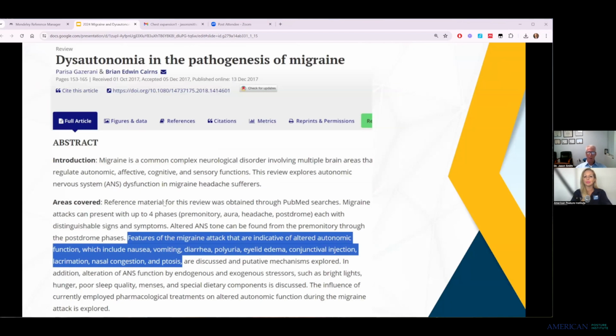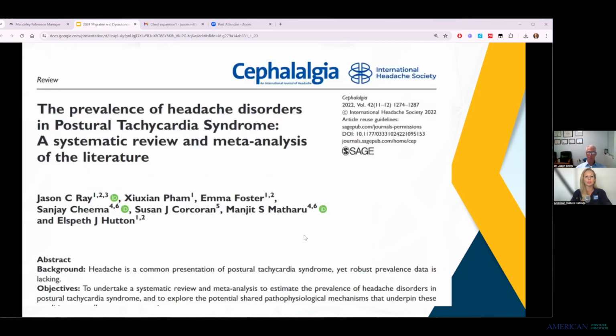In this one paper by Gazzarani, he says, features of migraine attack that are indicative of altered autonomic function include nausea, vomiting, diarrhea, polyuria, eyelid edema, conjunctival injection, lacrimation, nasal congestion, and ptosis. So there's lots of different symptoms that seem to spread over lots of different body and brain areas. In this other paper in Cephalalgia, it talks about the prevalence of headache with postural tachycardia. And I will share a little bit from one of my papers I wrote while I was working on my master's degree a couple of years ago. And we'll highlight the case study from that.